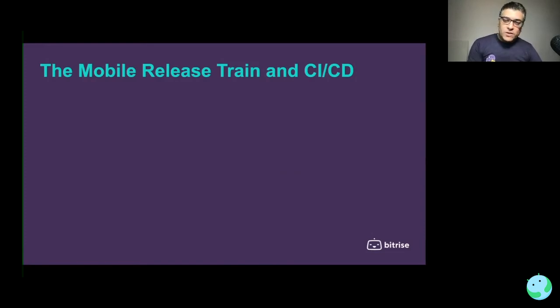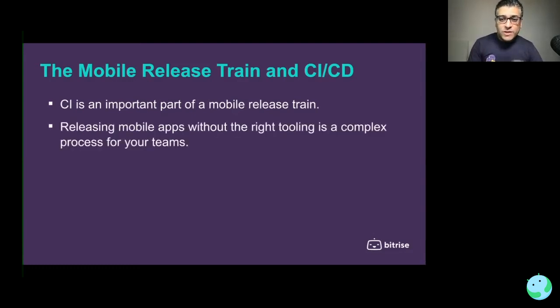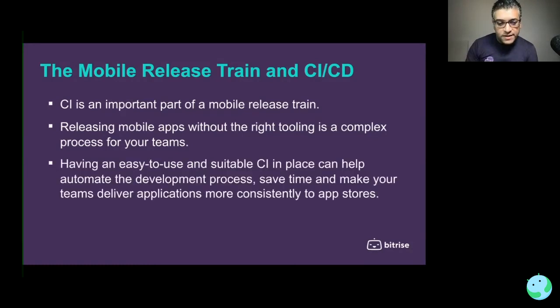So what's the relation between the mobile release train and the CI/CD pipeline? CI is an important part of mobile release because this is the tool that I will use to implement the release train. Releasing mobile apps without the right tooling is a complex process for the team. If you don't have the right tool for our team or for our Android application, this will be a problem because it will drive us to a complex process setup and a lot of things.